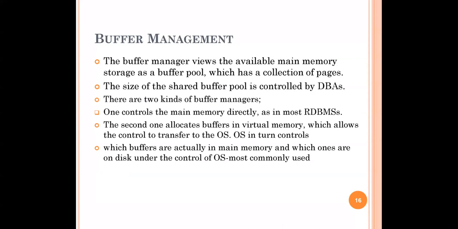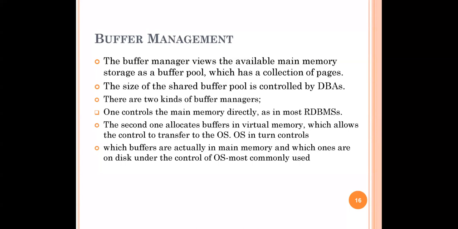If you take the buffer management, the buffer manager uses the available main memory storage as a buffer pool. It means that the available buffer memory will be taken as a pool. Pool means we have multiple choices, we can pick anything. If you go to a basket with n number of products, you can pick any product based on your choice. So it has a collection of pages, and here the buffer memory will be available.